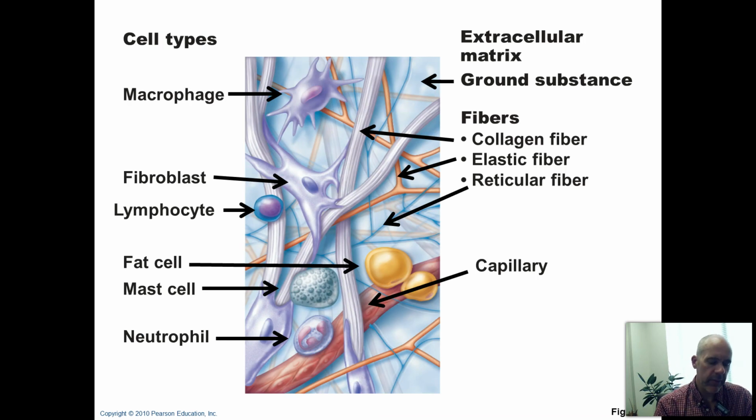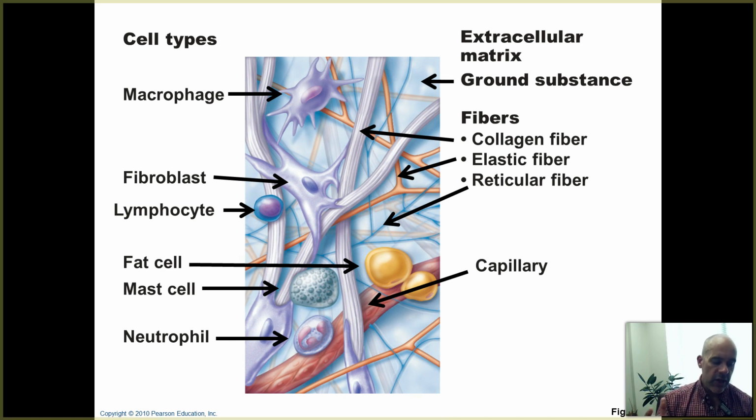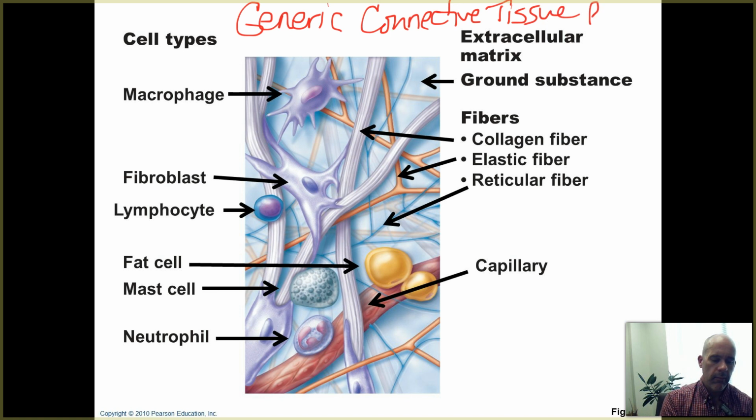All right, here's a nice little diagram from your textbook that I kind of like. It is showing you a generic type of connective tissue. Probably better to think of this as a generic connective tissue proper. So there will still be variation between different types of these proper connective tissues as we discuss some of those as we continue on. So they're showing you here in this diagram.